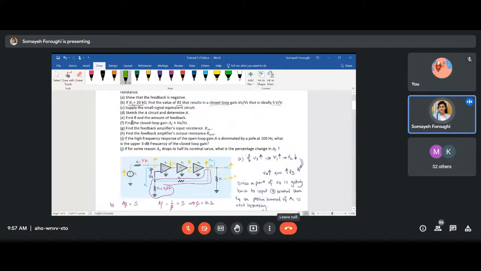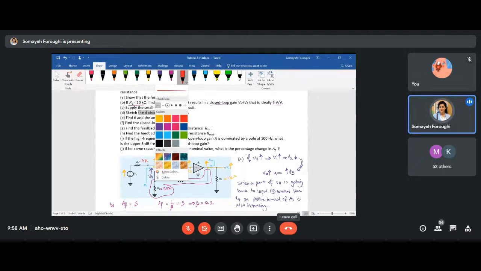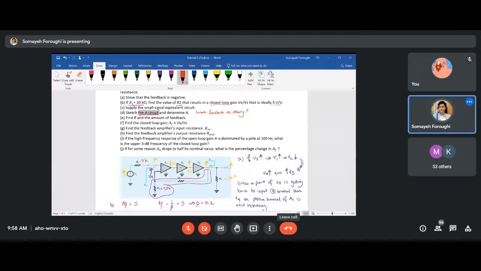Guys, in part D, it says sketch the A circuit and determine A. Okay, what is an A circuit? Remember this. I know that many students during the final exam are going to ask, what is an A circuit? An A circuit means break the feedback loop and form a newly formed amplifier. Remember this word, newly formed amplifier. It means this happens after breaking the feedback.